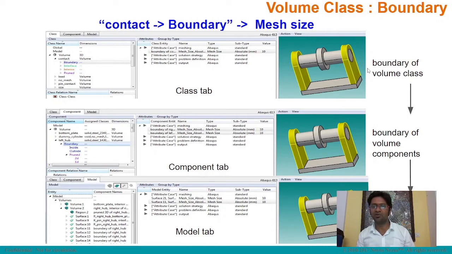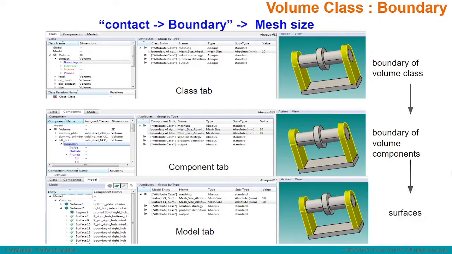Now, as I said, the boundary of the volume class is a two-dimensional entity, and that's why when it gets transferred to the geometrical entity, that geometrical entity would be a two-dimensional entity. So that's why here it's getting transferred onto the surfaces. Just to summarize, the attributes specified on the enclosure entities of the volume class, that is boundary in this case, will get transferred to the respective component first, and after that it will get transferred to the respective geometrical entities.